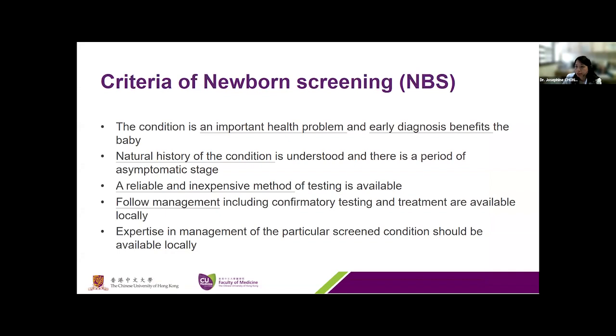So basically, the condition should be an important healthcare problem with early diagnosis that could benefit the baby, and also with a reliable and inexpensive method that we understand.